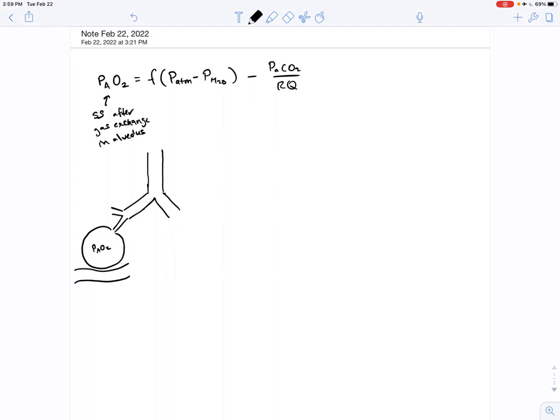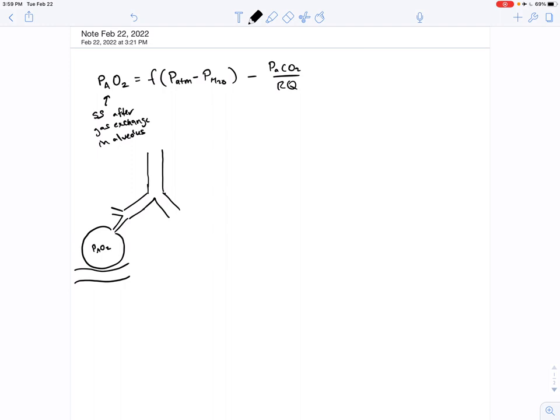We're trying to relate that to the pressure in the atmosphere, the fraction of inspired oxygen in the atmosphere, and the partial pressure of CO2 on the arterial side. Basically we're trying to estimate our partial pressure of oxygen in the alveolus using measurable, observable quantities that are available to us in a clinical situation.